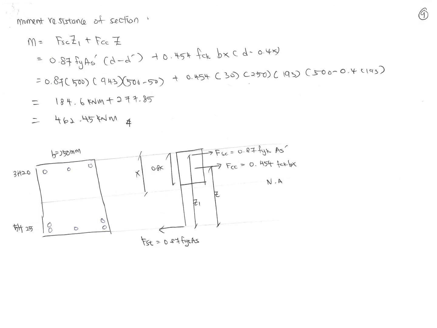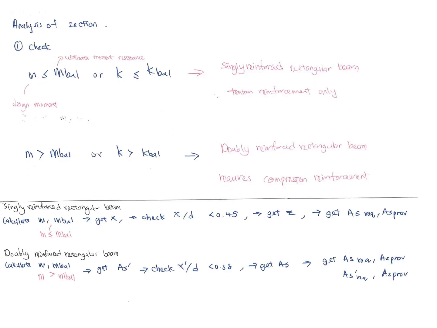Okay, so the moment resistance of the section, M is equal to Fsc z1 plus Fcc z. Okay, Fsc z1, which is this value, plus Fcc z. Also Fst is equal to 0.87 fyk As. So we calculate this, you substitute the values of Fsc z1 and Fcc z according to these equations, you will get the moment resistance of the section as 462.45. Okay, so this is the value, and this is the design. You just check it, so everything is okay.